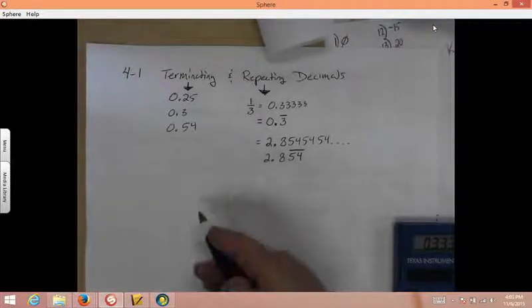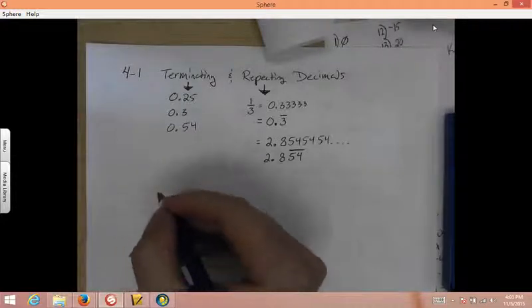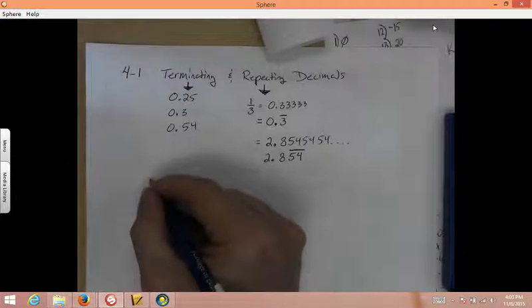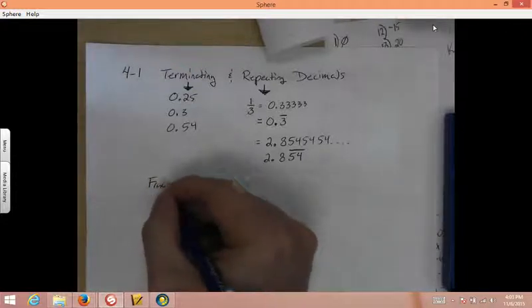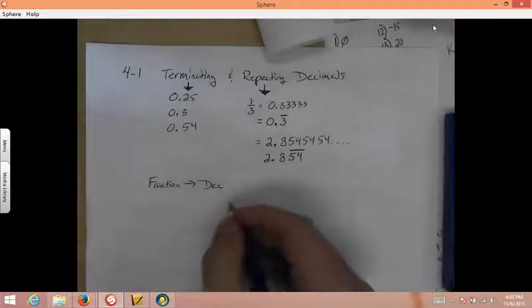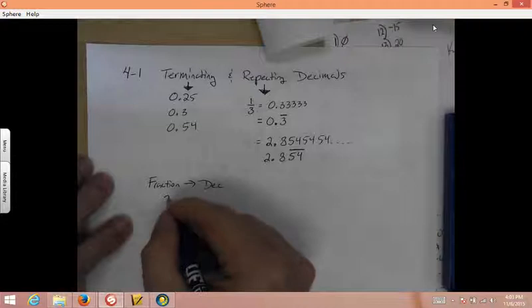So now that you know that, there are 2 skills that we want to learn in this section. The first one is how to write a fraction or mixed number as a decimal. So, first thing we're going to deal with is fraction to decimal. You're going to be given a fraction, say 2/5.